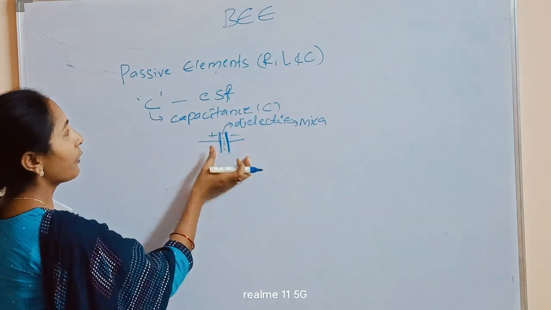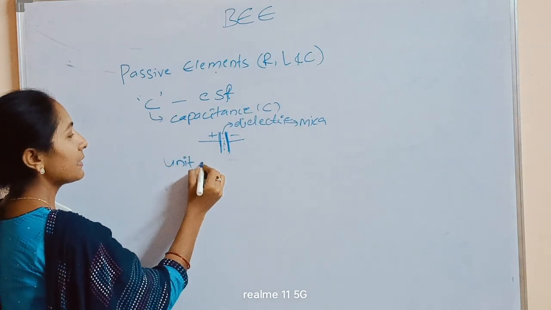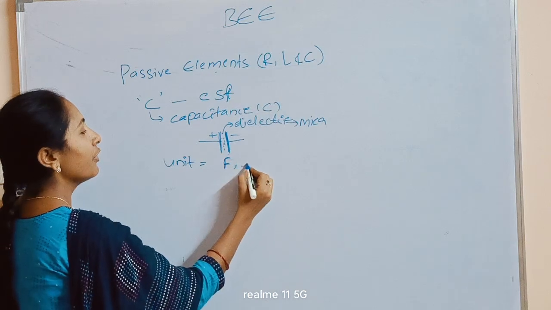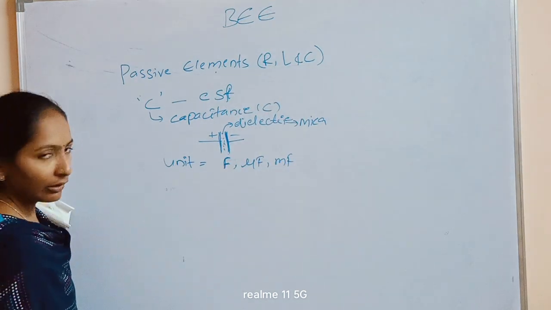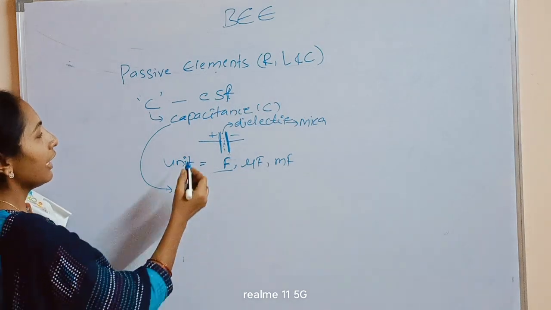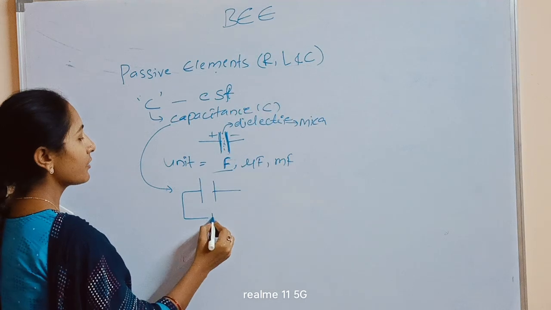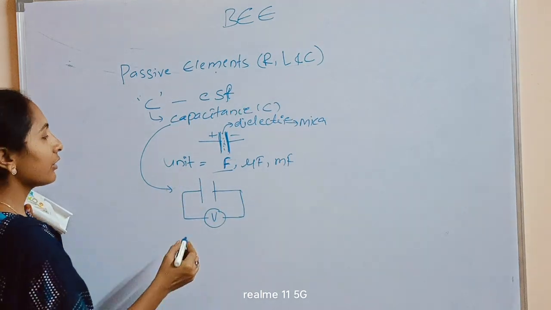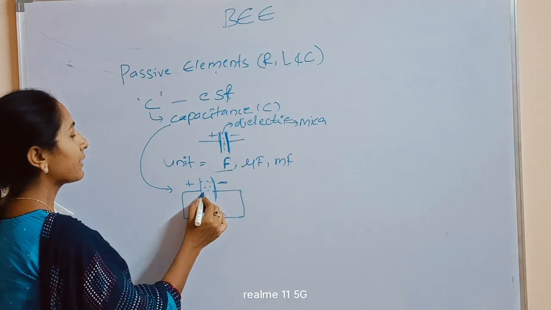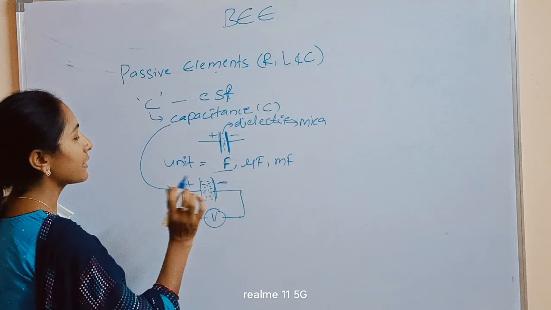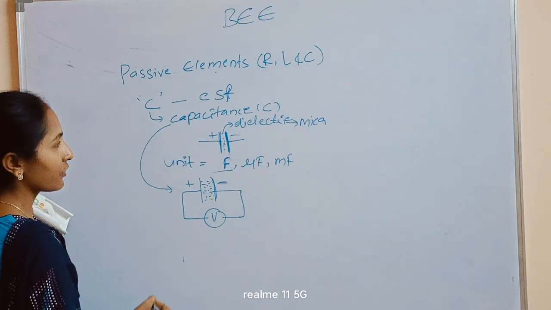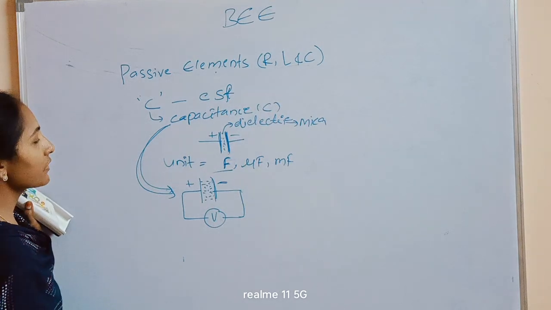Now this is the symbol of the capacitor, and the unit of capacitance is the farad, denoted with the symbol F. It is also measured in microfarads, millifarads, like that. The basic unit is the farad. Now, when I apply some voltage to this capacitor, the charged particles move from positive to negative through the dielectric medium, and then it passes current. According to the capacitive property, it always opposes the sudden change in voltage.